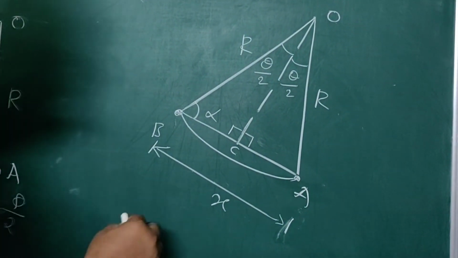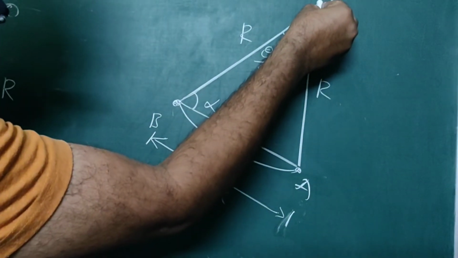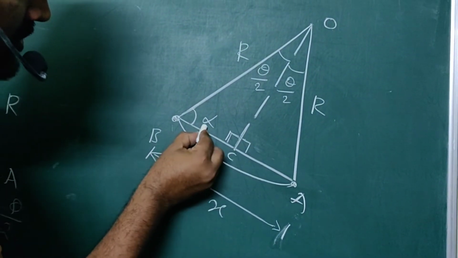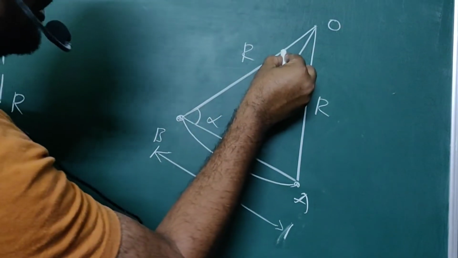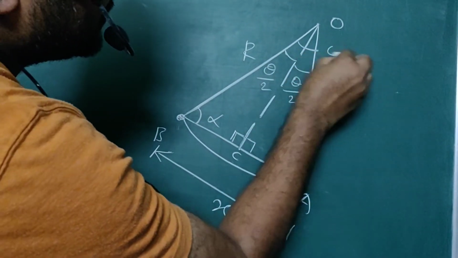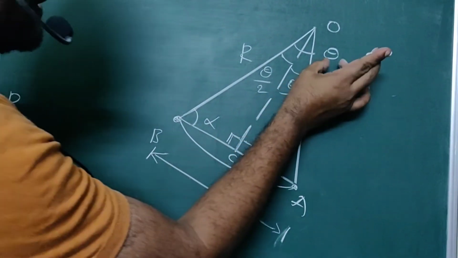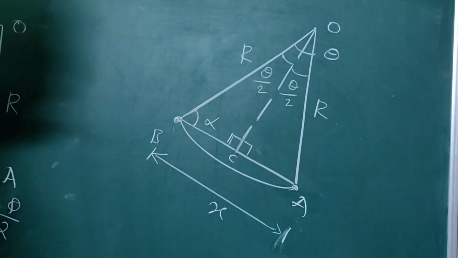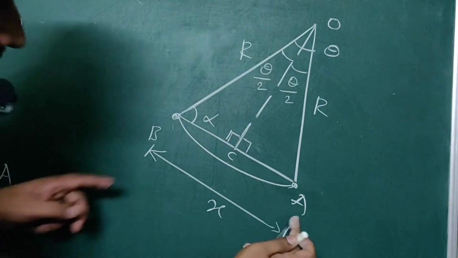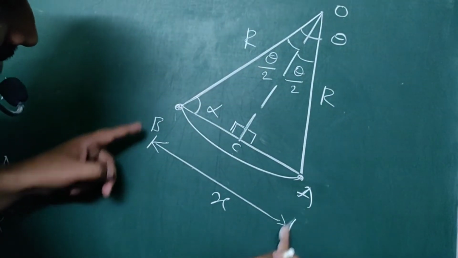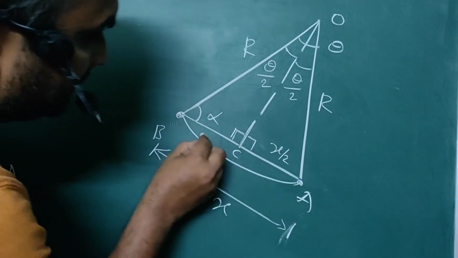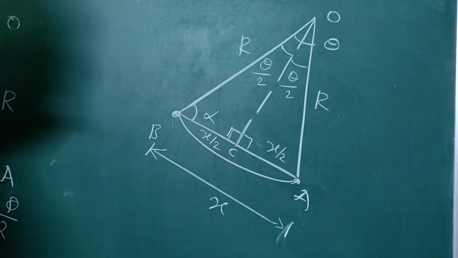Now let me draw a straight line from O to C, which makes an angle of 90 here, and I'll call this alpha. This total angle was theta. Now I'm just splitting this theta into two parts, theta by 2 plus theta by 2. Now the distance between the two balls AB is x. Obviously, this distance will be x by 2 and this remaining distance will be x by 2.